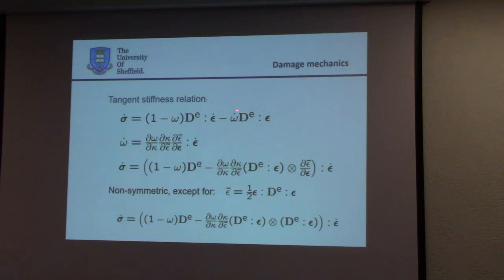And now we have to use the chain rule to compute omega dot. Omega dot depends on the history parameter, and the history parameter depends on your equivalent strain. And your equivalent strain depends on your total strain tensor times the strain rate. And you see, this is a scalar, this is a scalar, this is a scalar, and this is doubly contracted, so it's also a scalar.